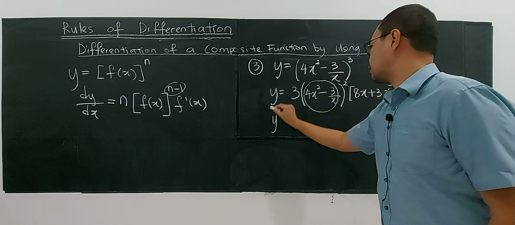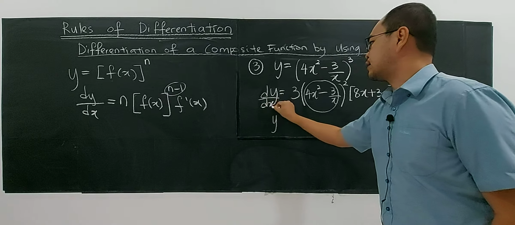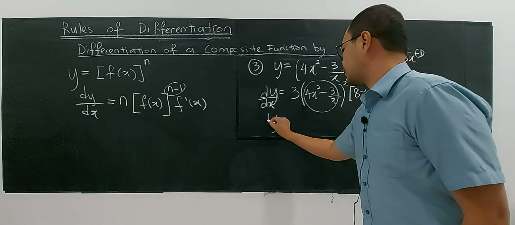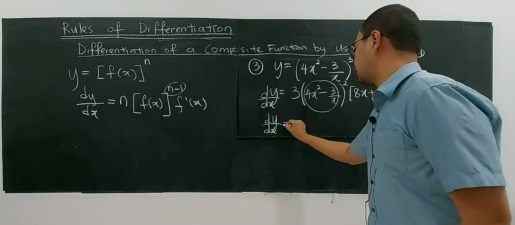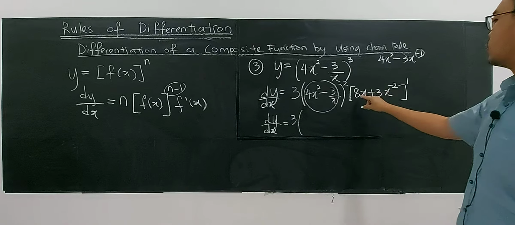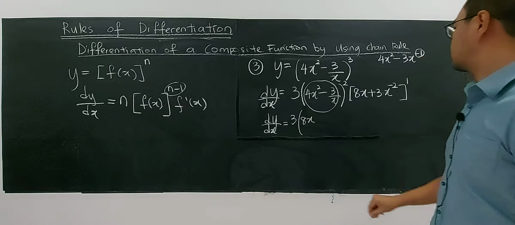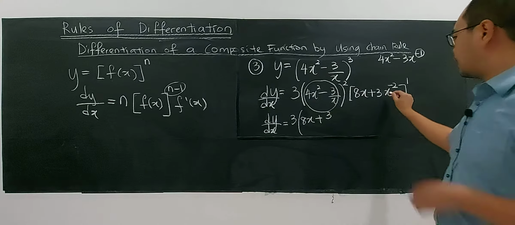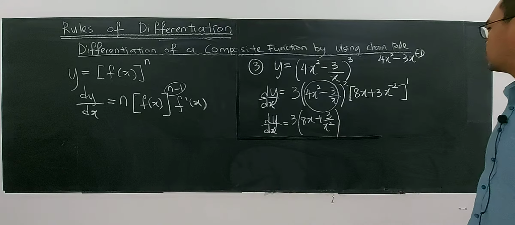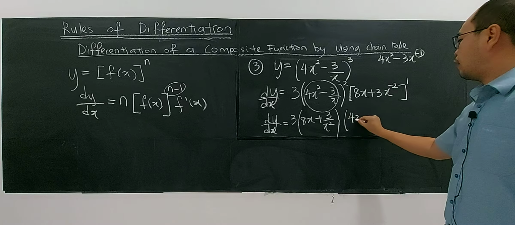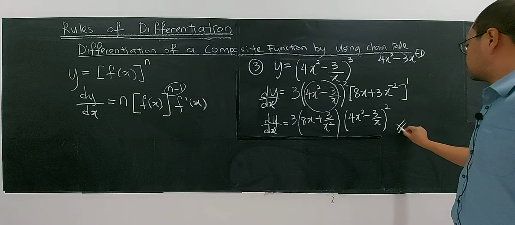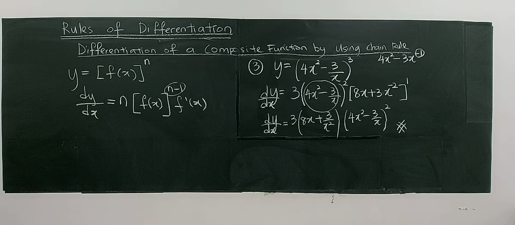So your dy/dx, sorry, I have to write dy/dx because I start differentiating, right? So you must write dy/dx here. So your dy/dx, the first order derivative, will be 3. Okay, this one is power 1, right? So it will be 8x plus 3x to the power of negative 2, which will be 3 over x to the power of 2, right? Multiply with 4x to the power of 2 minus with 3 over x to the power of 2. So this will be the answer after I apply the chain rule.